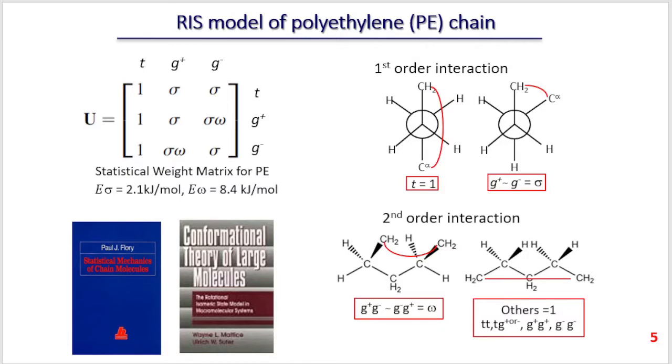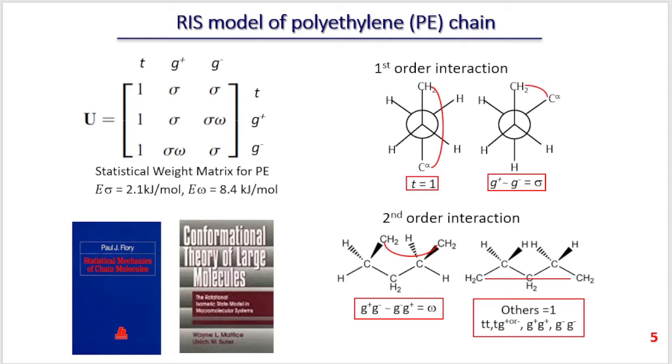The rotational isomeric state, or RIS, model proposed by Paul J. Flory was applied to define the single chain conformation of polyethylene. This is the statistical weight matrix for polyethylene, with the columns and rows representing the trans, gauche plus, and gauche minus conformations, with these energies as sigma and omega for polyethylene.